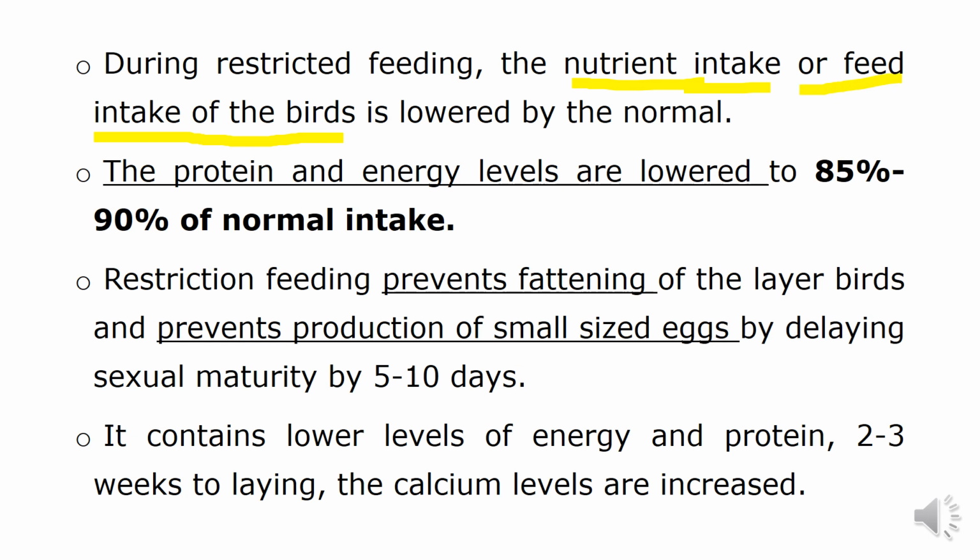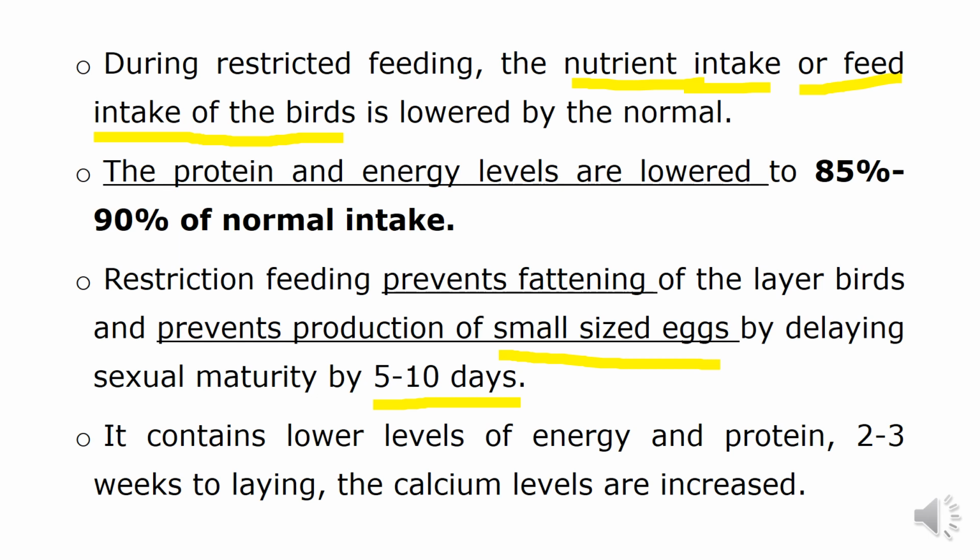Restricted feeding plays two functions: it avoids fattening of these layer birds, and it prevents production of small sized eggs, especially during the first days of egg production. We shall see that it causes a delay in the production of eggs by at least 5 to 10 days, and this results in production of good sized eggs. It involves reducing the amount of feed given.